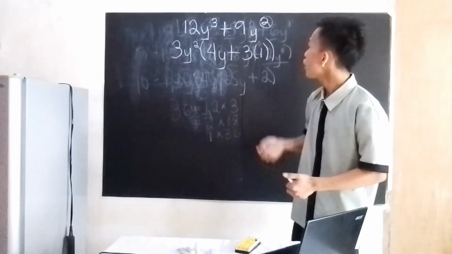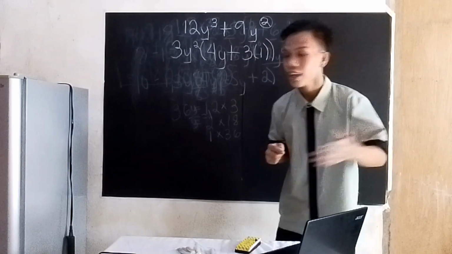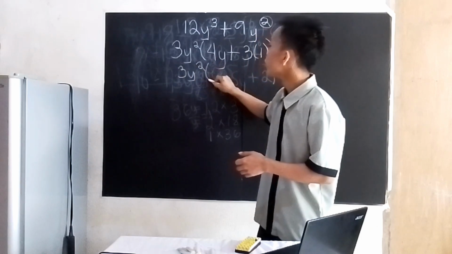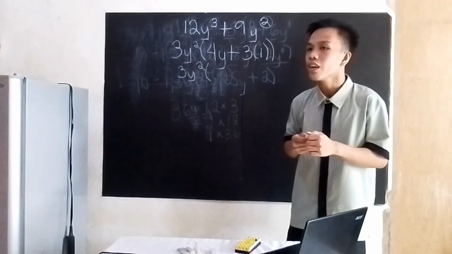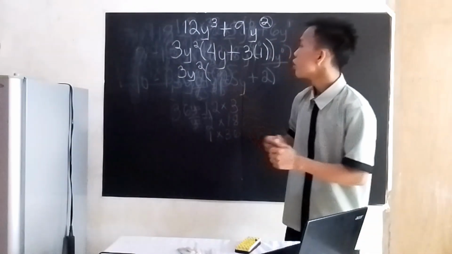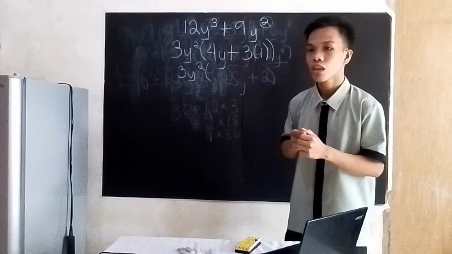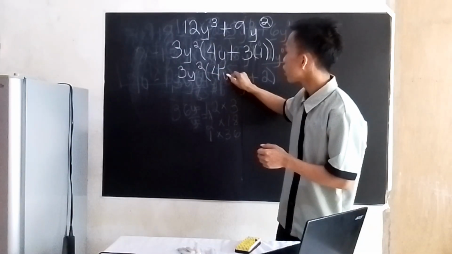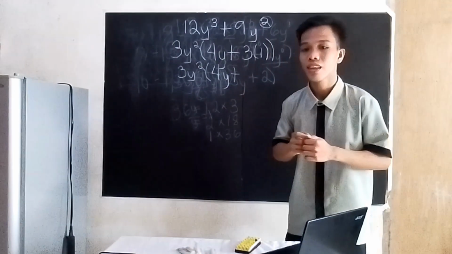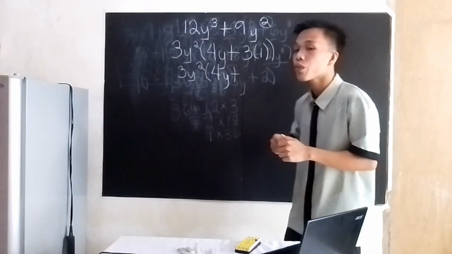So are we done on finding the factor of 12y cubed plus 9y squared? Not yet. So 3y squared multiplied by. Why are we not done? That's right, because we can simplify it more. The 4y cannot be simplified, so we are just going to copy that. Plus, this 3 times 1 can be simplified. What is the simplified form of 3 times 1?